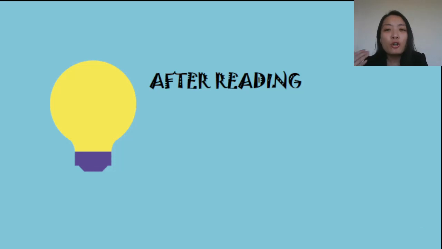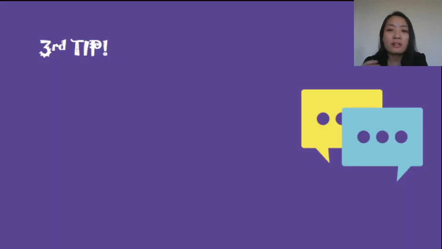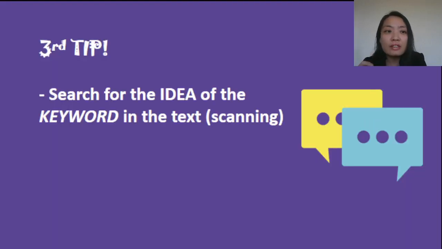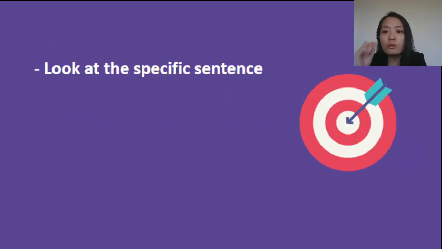After reading, go back and look at the questions again, of course. And then what do you do after you look at the questions? This is the third tip. Search for the idea or keyword in the text. Use the scanning method and then underline where you think the idea is. So you look at the question and then you find the idea of the question in the text. At each question you got to look at the specific sentence that has the answer. You cannot look at the whole paragraph and guess the answer because it's going to make it very difficult.